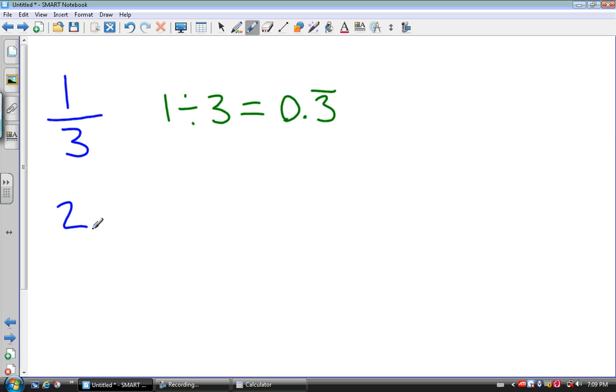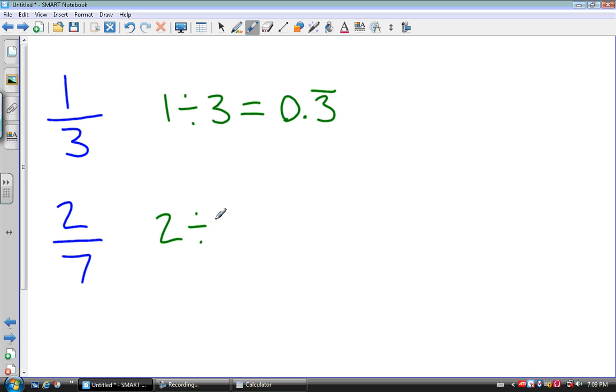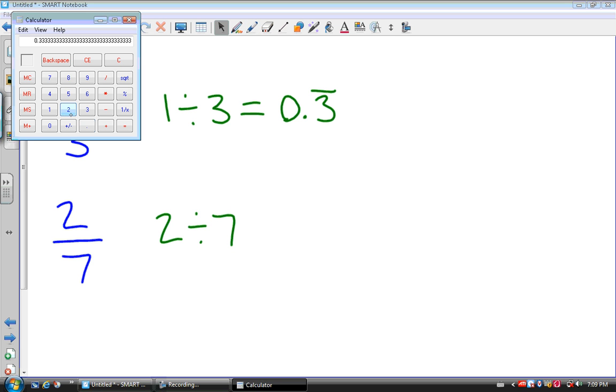How about 2 over 7? I want to convert 2/7 to a decimal number. So using my strategy, I'm going to take 2 divided by 7. I plug that into the calculator. 2 divided by 7 equals 0.285714, 285714, 285714. So it looks like we have another repeating decimal number here, but the repeating part is much, much longer. So let's write this down very carefully.